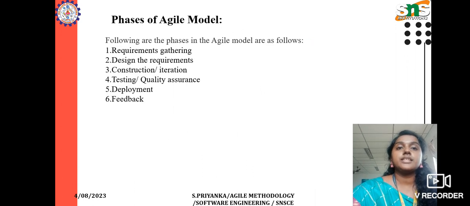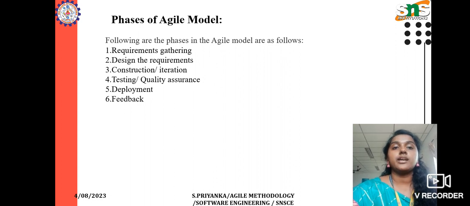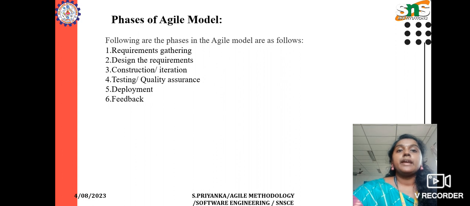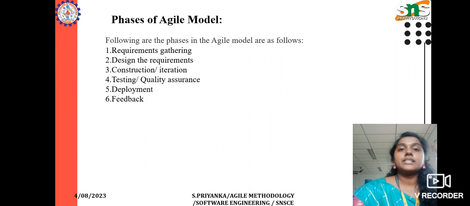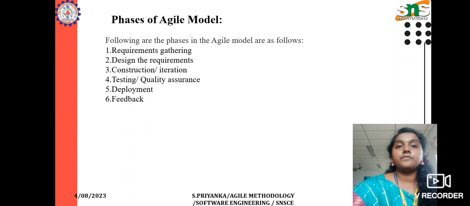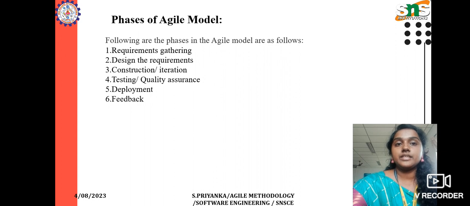Next, the phases of the agile model: requirements gathering, design the requirements, construction, iteration, testing, quality assurance, deployment, and feedback. In requirements gathering, all the requirements are gathered and collected first, based on your problem statement, and then we design it. Next is designing the requirements. As all the requirements are collected, next the design phase takes place.